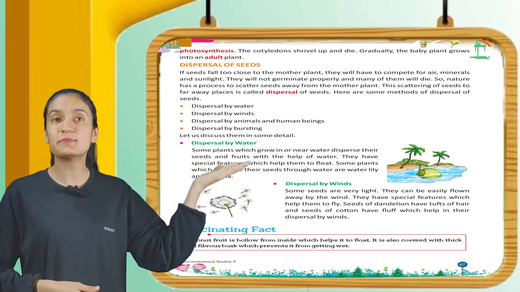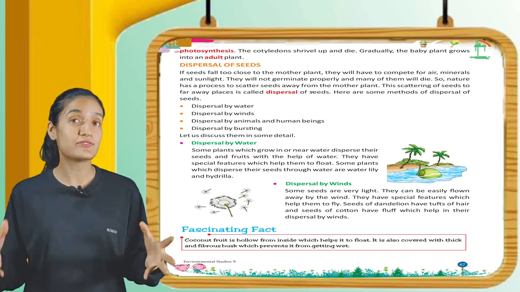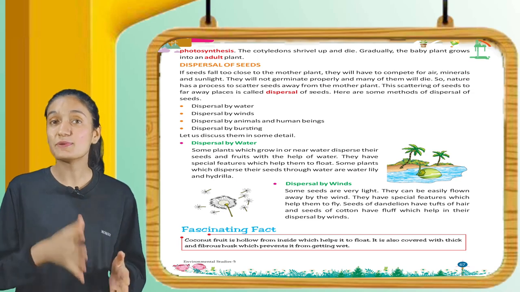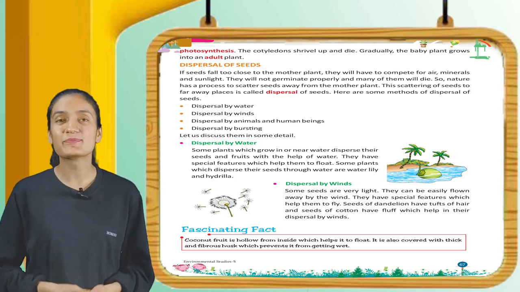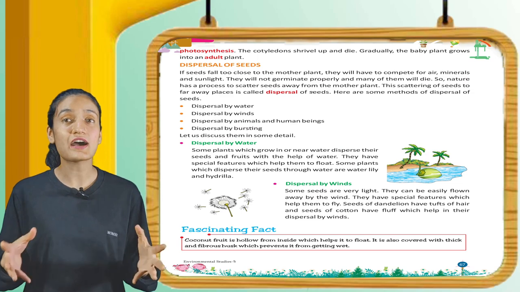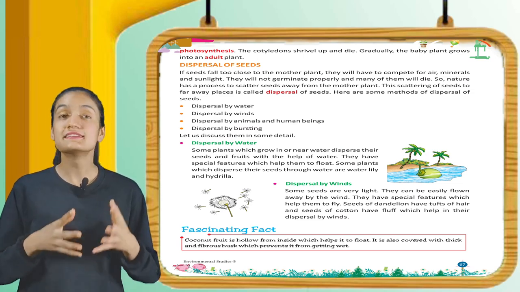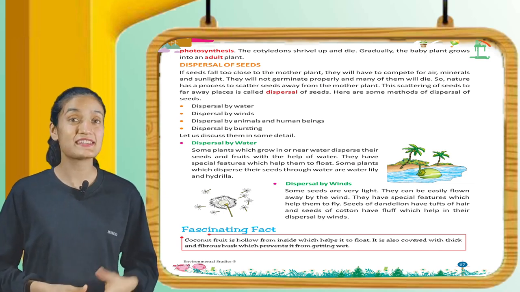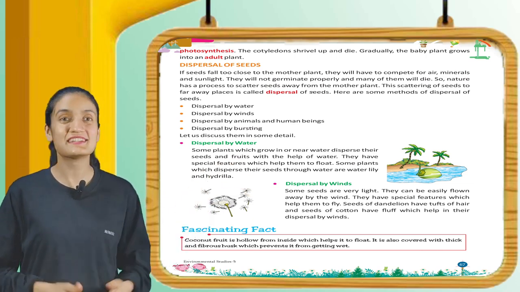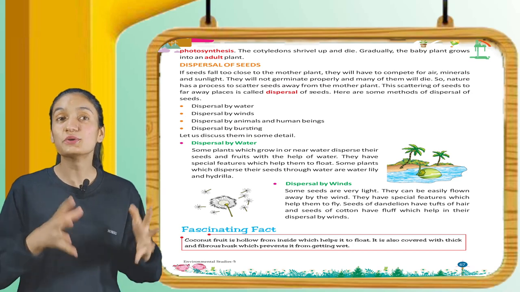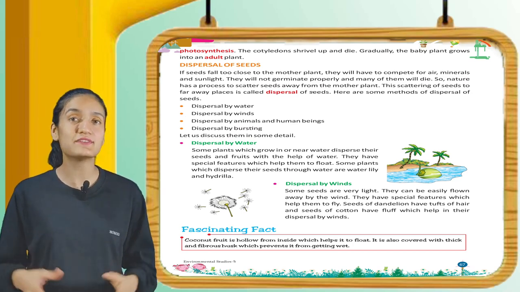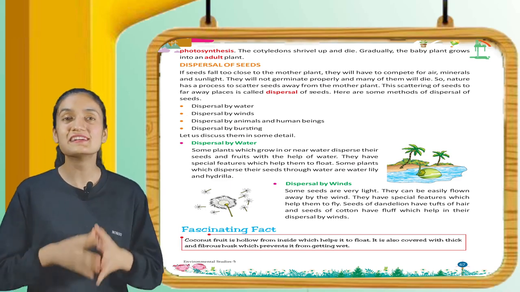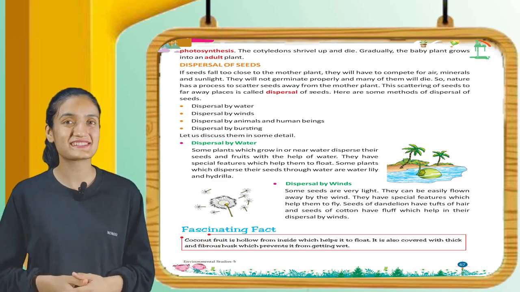Now, dispersal by winds. Some seeds are very light. They can be easily flown away by the winds. They have special features which help them to fly. Seeds of dandelions have tufts of hair and seeds of cotton have fluff which help in their dispersal by winds. Here you can see dispersal by wind. Now let's see the fascinating fact. Coconut fruit is hollow from inside which helps it to float. It is also covered with thick and fibrous husk which prevents it from getting wet.